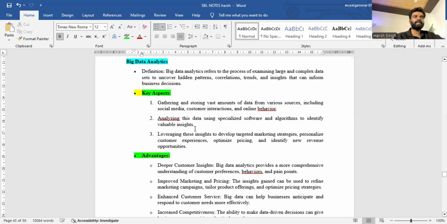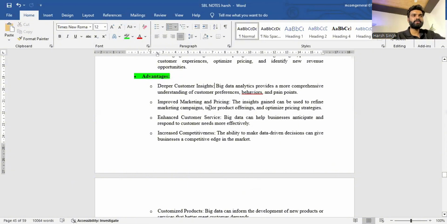Now, advantages mean deeper customer insights. Using big data analytics, we know what the customer wants, what he's actually buying, what timing he buys at, how he uses his phone, and everything.